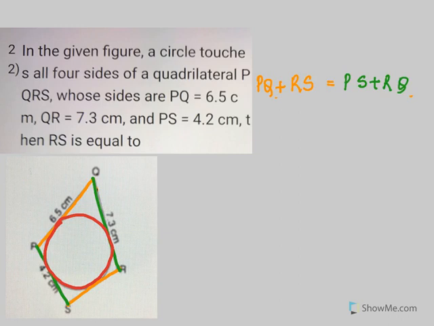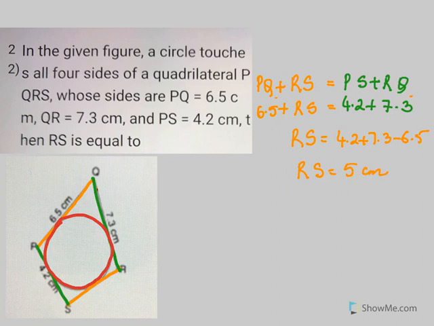Now we'll put the values. We know our PQ is 6.5. Our RS we need to find out, equal to our PS here is 4.2 and your RQ is 7.3. And on working this out, you will get your RS equal to 4.2 plus 7.3 minus 6.5, and your RS will turn out to be 5 centimeters.